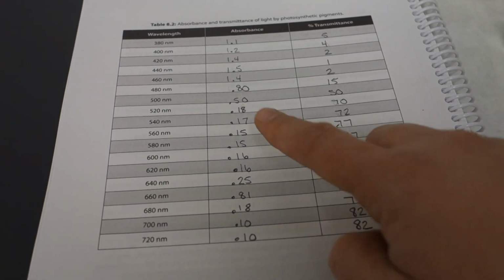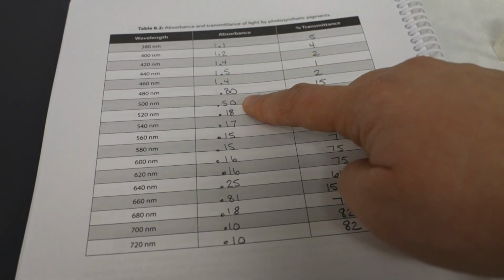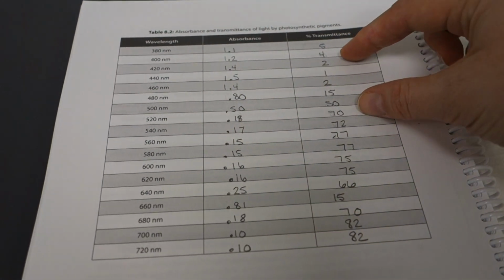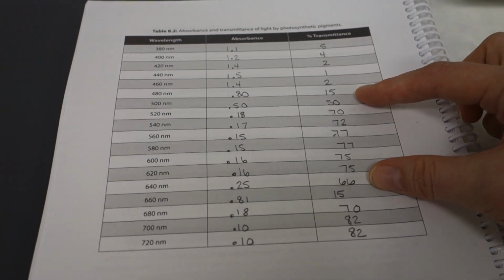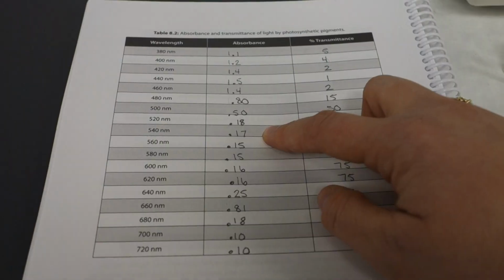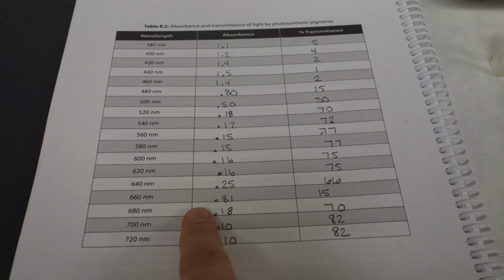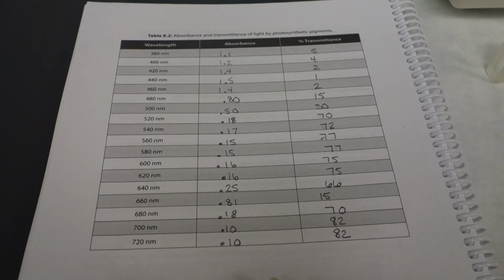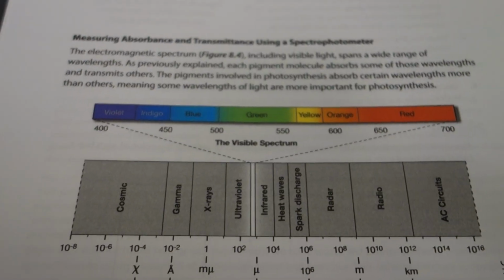So if you look really closely, you can see that the percent transmittance is low when the absorbance is high, right? And that is very consistent through the top part of our number data. And then it gets really opposite of that, right? Percent T is high and absorbance is low. And then as you hit 660, it's the magic number, we get a spike in absorbance and a drop in percent transmittance. So if we look at what that correlates to on the rainbow, right?